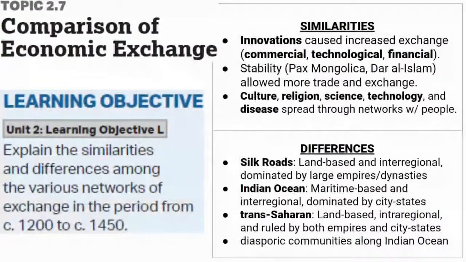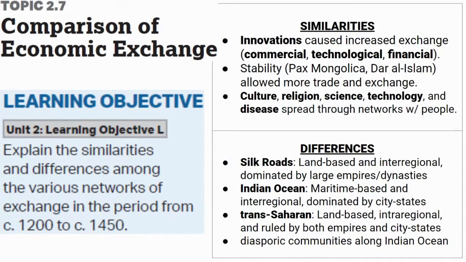Now this is partially you've done this, okay? So the learning objective here, the main learning objective for the review unit is just this: to be able to explain similarities and differences among the networks of exchange that existed between 1200 and 1450. So here I've listed some similarities. One being that innovation caused increased exchange.